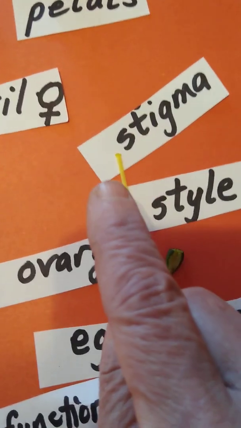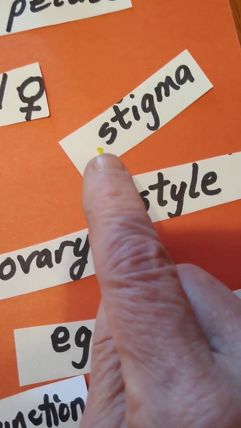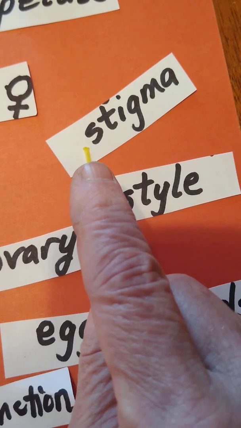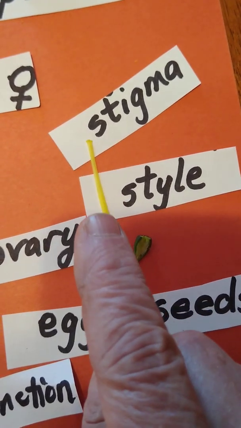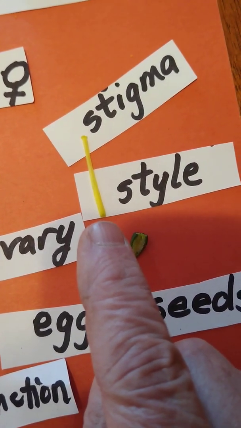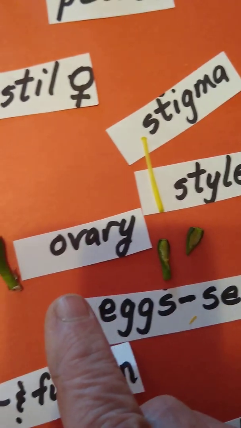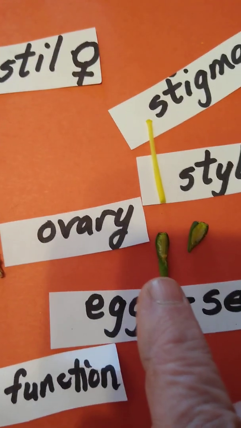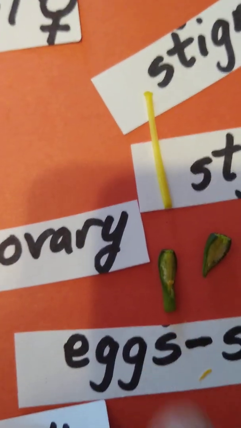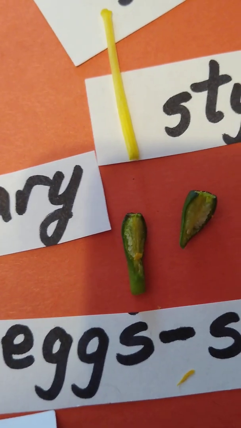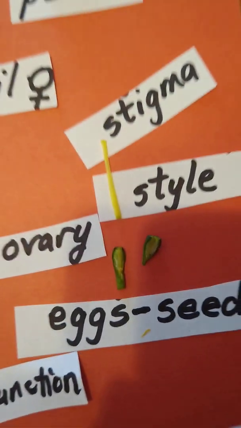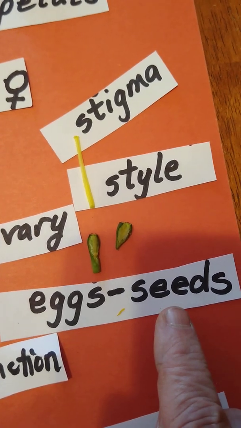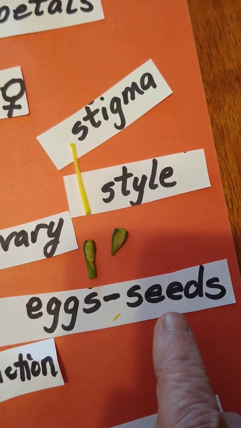Here at the top of the pistil is a sticky stigma where the pollen is captured. It then sends a tube down inside of the style into the ovary at the base of the pistil. Inside of the ovary are eggs. When the pollen and the eggs get together, they form the seeds of a new plant.